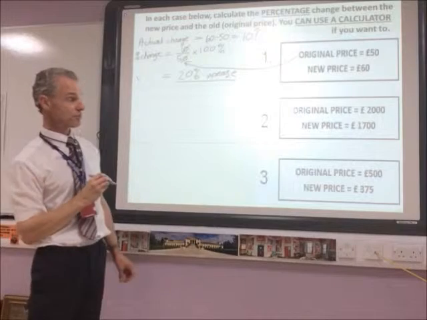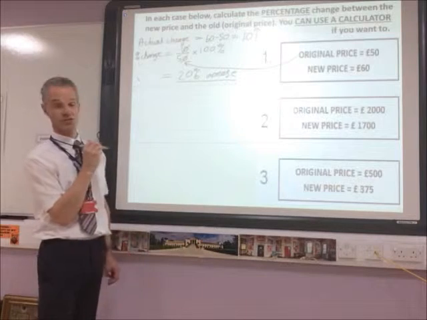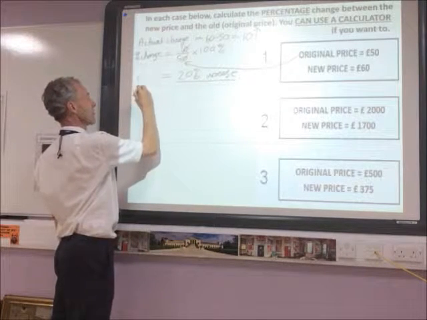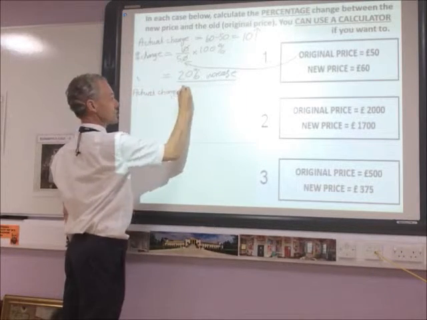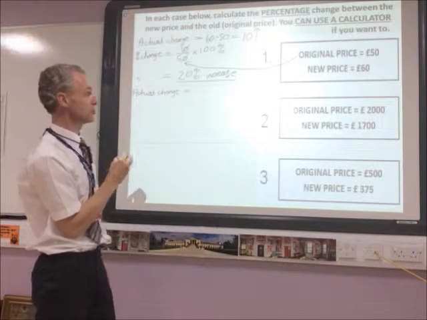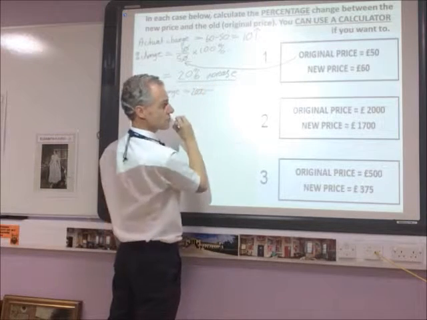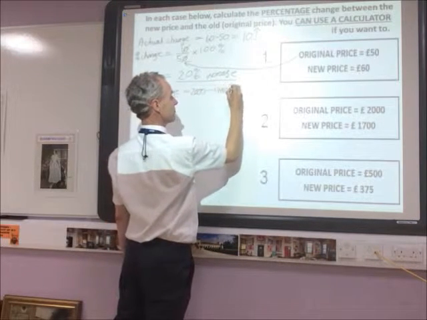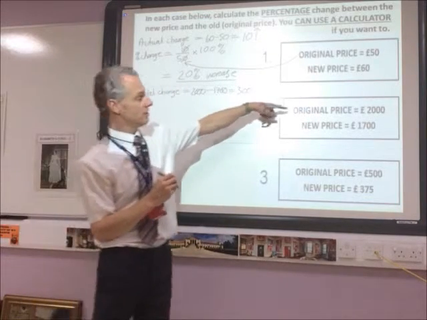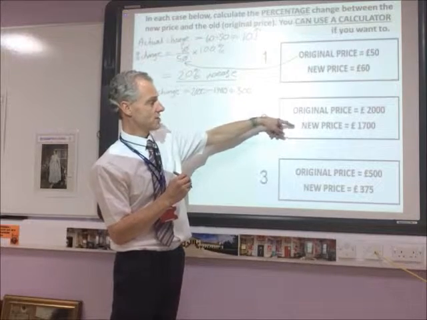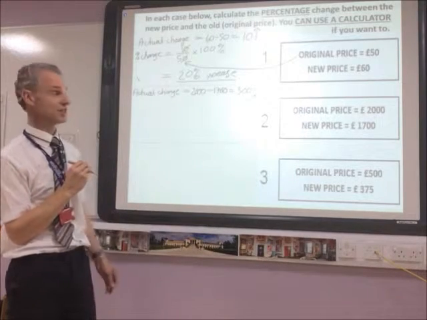So question 2, original price 2000, my new price is 1700. Use the same method as before, so let's look first of all at what the actual change is. So just like before, the actual change is the difference between the new and the original values. So that's 2000 take away 1700. Okay, so the difference is 300, but be careful this time. 2000 is the original, new price is 1700, it's gone down this time, so I'm going to make sure, a little reminder there to show me that it's a £300 decrease.